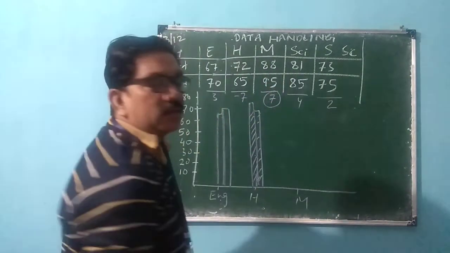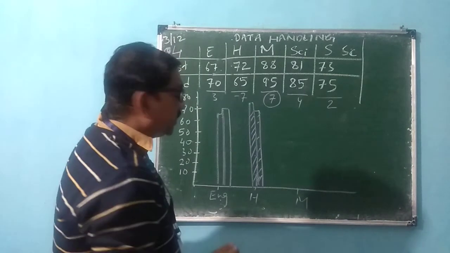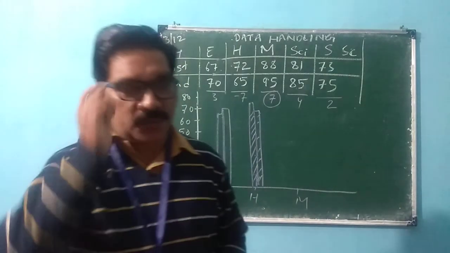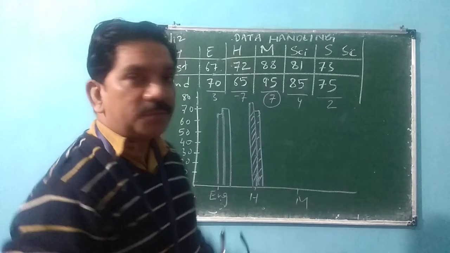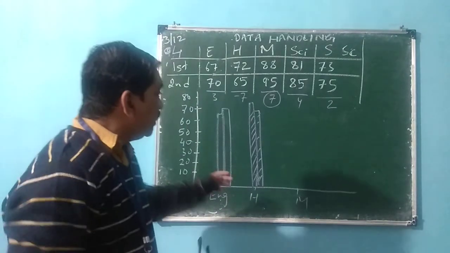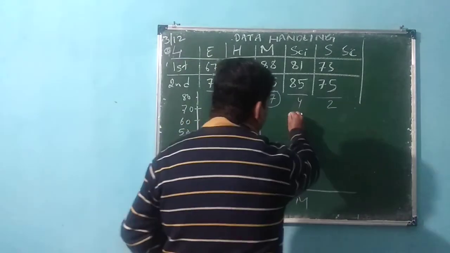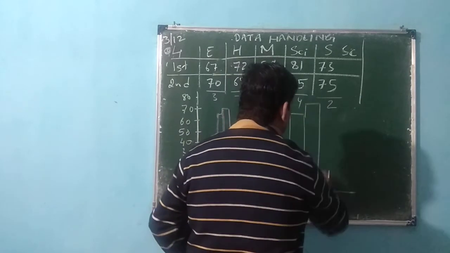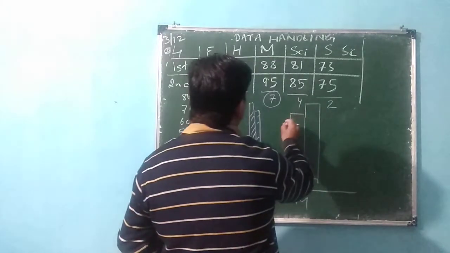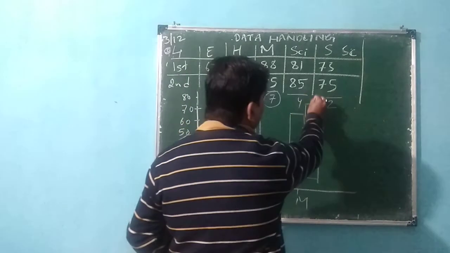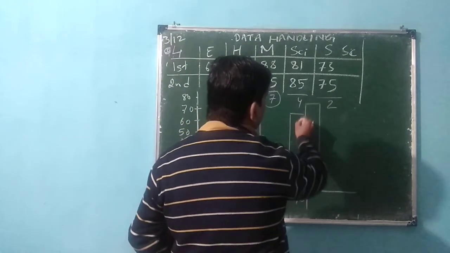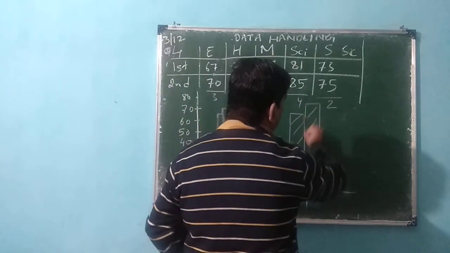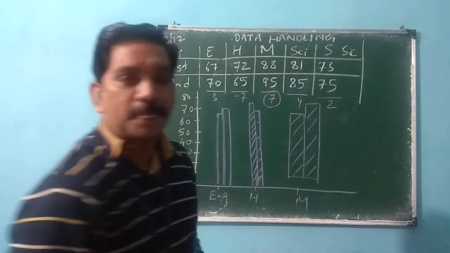This is not possible right now. I cannot make it here, but in the graph copy do it like this. I'm finding it difficult to make it here, but I hope you have understood. When you make the bar, you make it like this, then another one will be like this. One will be the first term and this will be the second term. First term, then second term, then shade it like this.